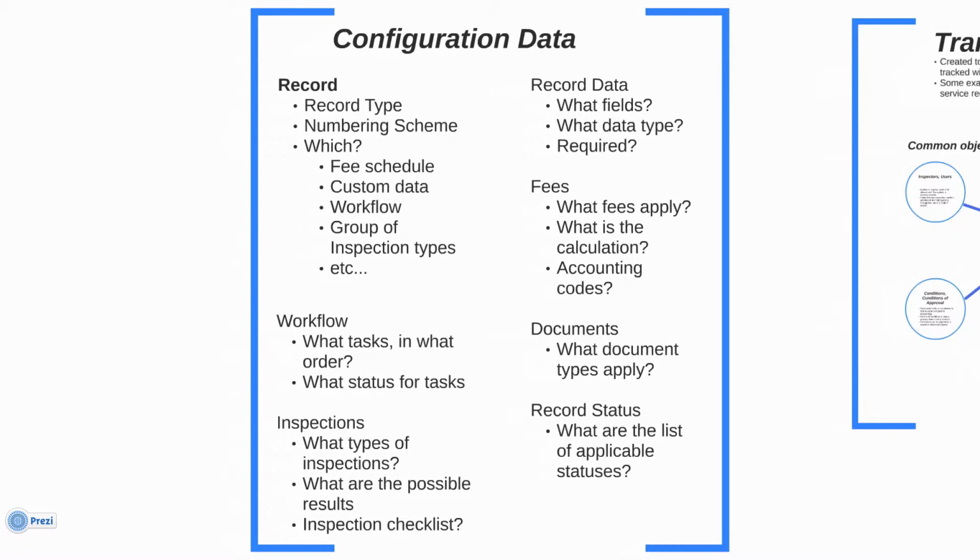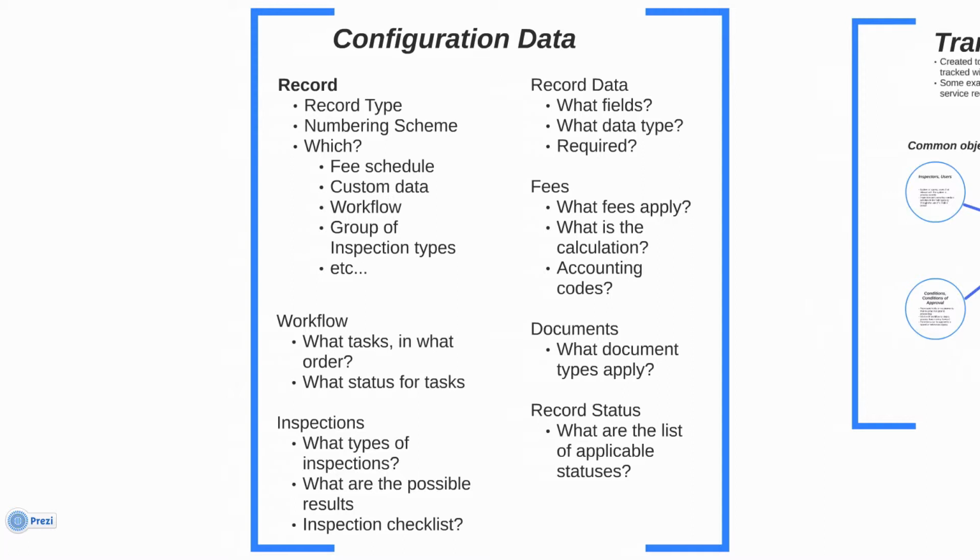So let's take a look at some of the configuration data that goes into setting up records. For a record, I have to define what a record type is, and a record type allows me to categorize records into various groups depending on what they represent. Again, as an example, if we're just looking at building permitting, I might have a grouping of commercial building permits with more specific types under commercial building permits, and I also might have residential permits with more specifics under there.